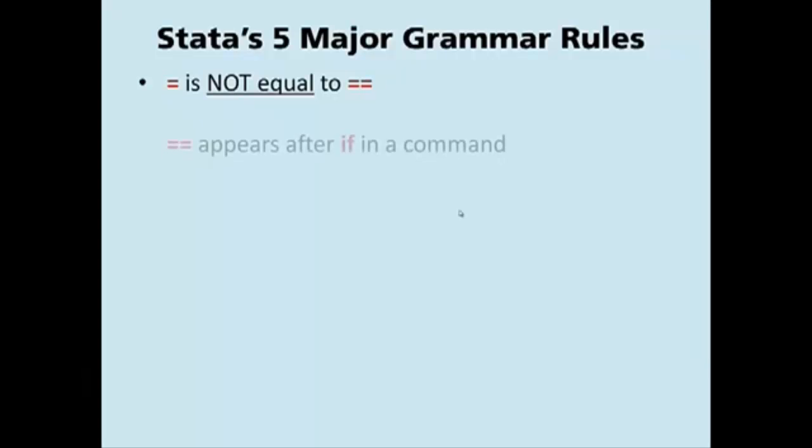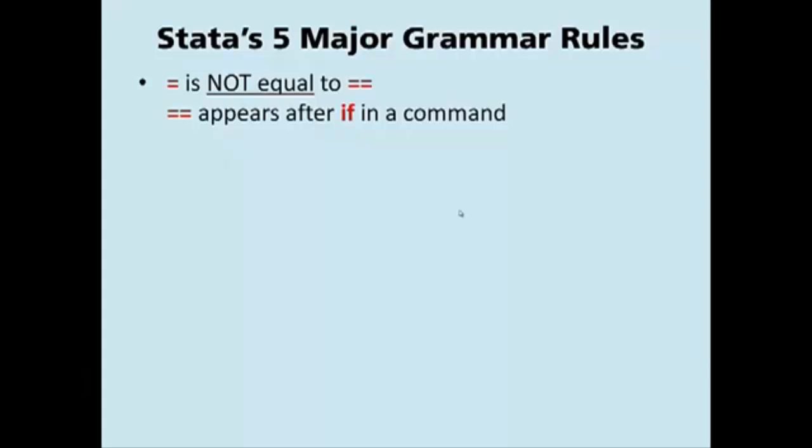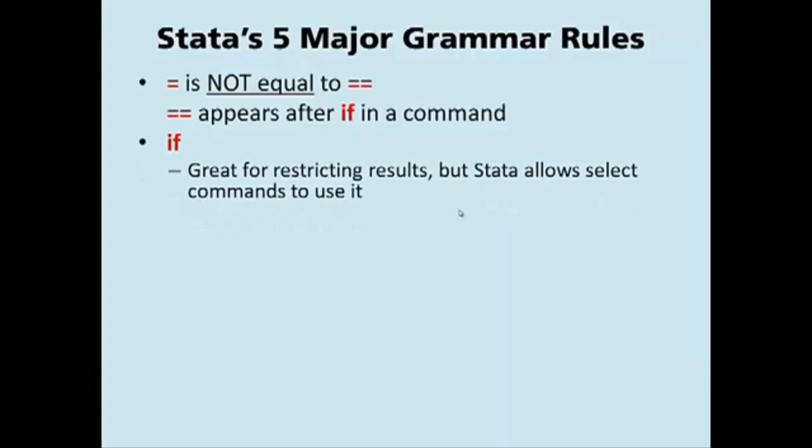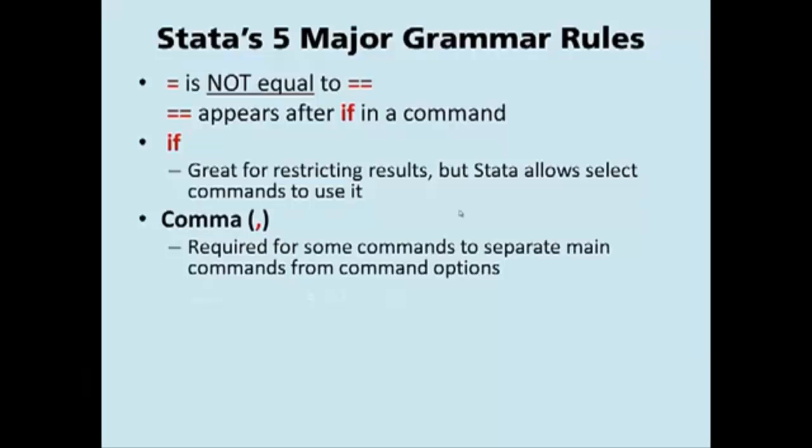It's very important in Stata because it separates the main command, over here, from the options of the command, which fall after the comma. Here are Stata's 5 major grammar rules. The first would be 1 equal sign is not equal to 2 equal signs, because the double equal signs appears after if in a command. Now, if is great for restricting results, because if is the conditional, it introduces an expression, which we'll be seeing later. But Stata allows select commands to use it, and you would check by asking for help by using the help command.